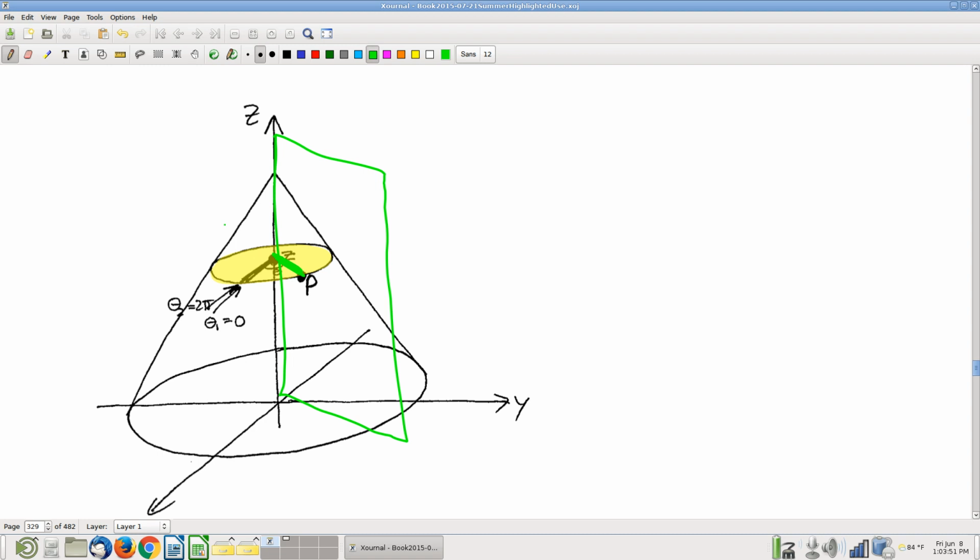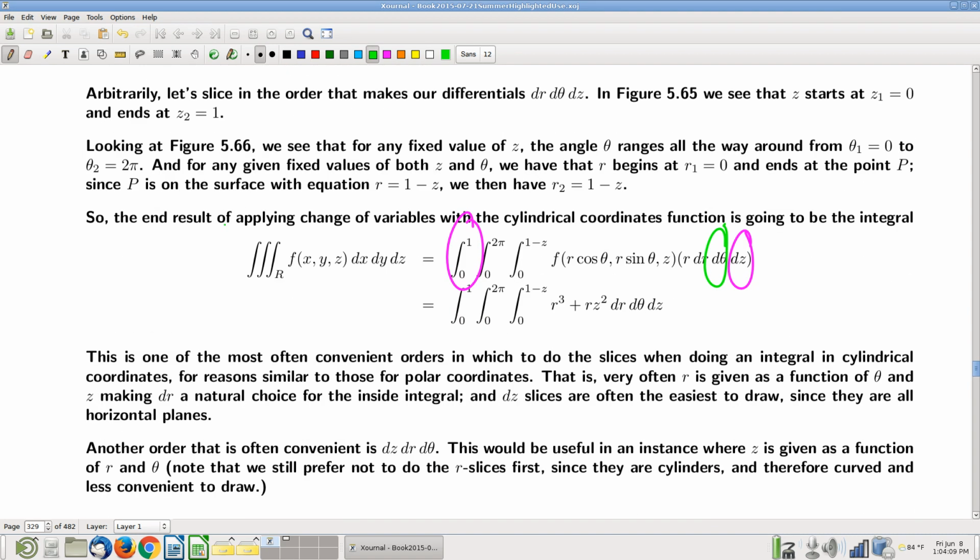What values of theta are we interested in? In other words, what values of theta, which of these planes hinged on the z-axis, for what values of theta as you go around do you get cross sections? And well, it goes all the way around, so 0 to 2 pi. So theta goes from 0 to 2 pi. Everybody happy?